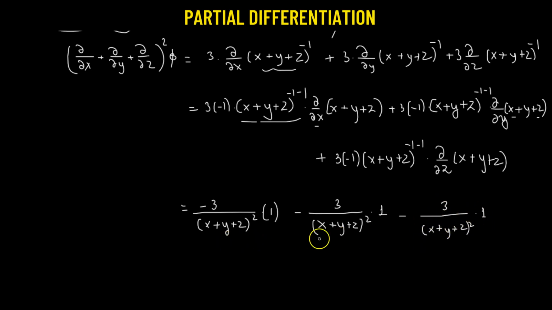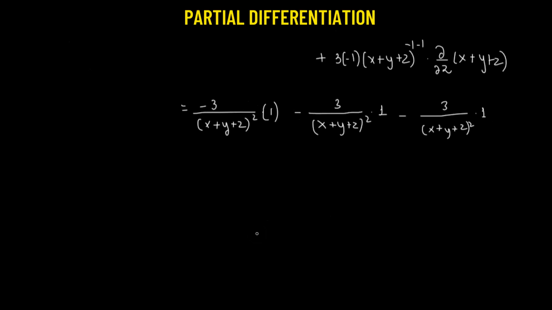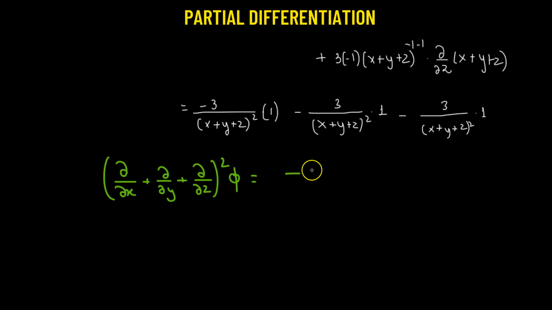So these three terms are exactly like terms, so we can finally say that partial with respect to x plus partial with respect to y plus partial with respect to z squared operating on the function phi equals negative 9 divided by x plus y plus z whole square. So this is the value of the given expression.